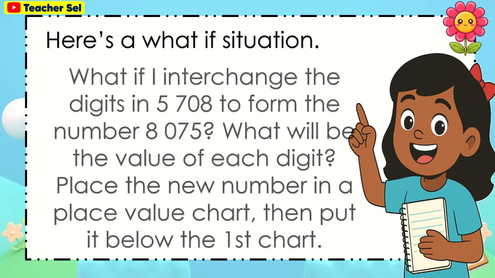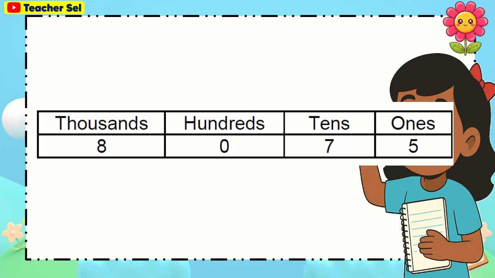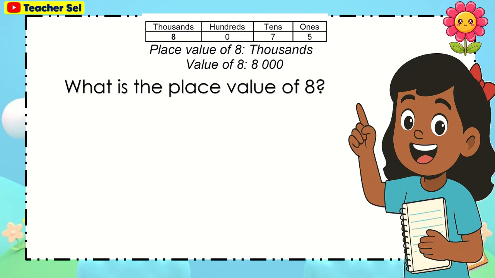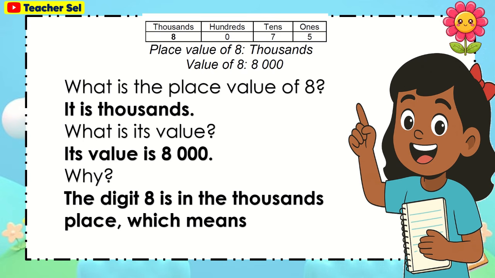Here's a what-if situation. What if I interchange the digits in 5,708 to form the number 8,075? What will be the value of each digit? Place the new number in a place value chart, then put it below the first chart. What is the place value of 8? It is thousands. What is its value? Its value is 8,000. Why? The digit 8 is in the thousands place, which means 8 thousands or 8,000.